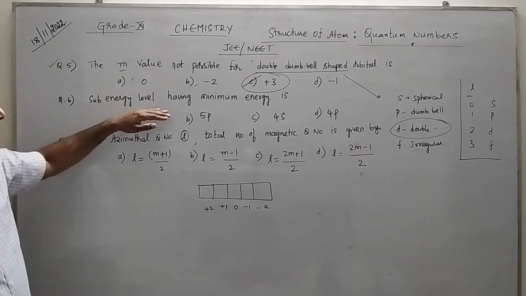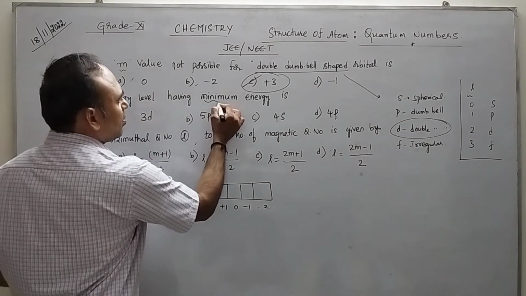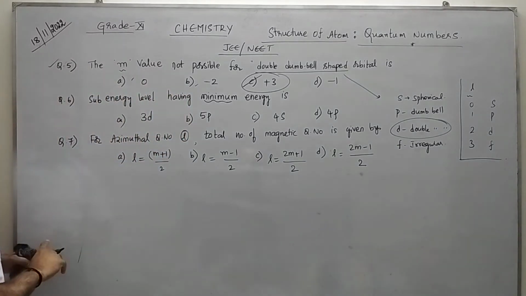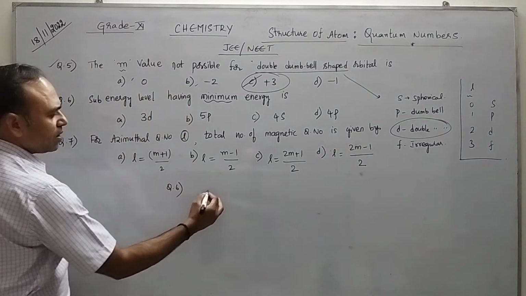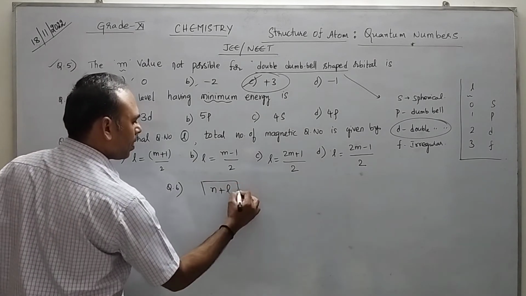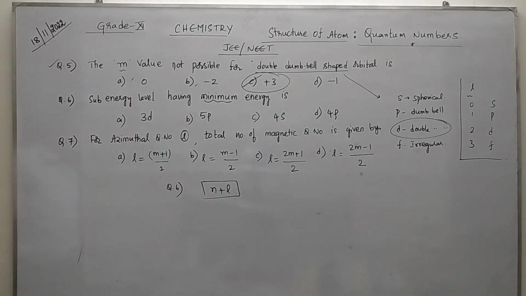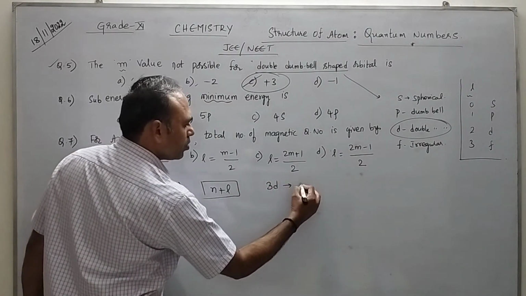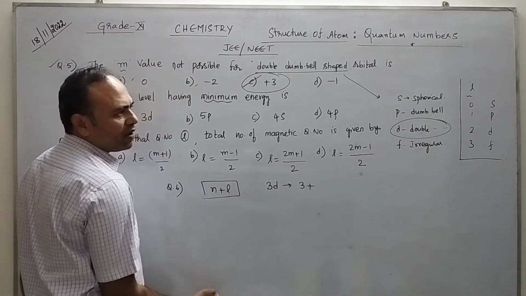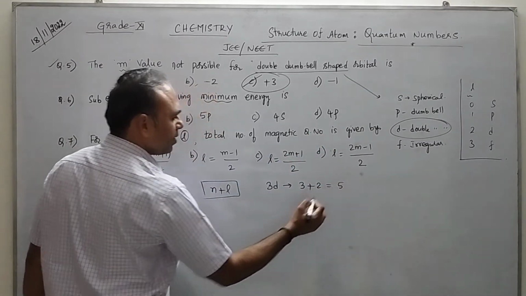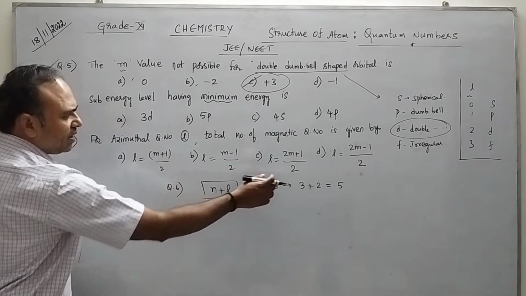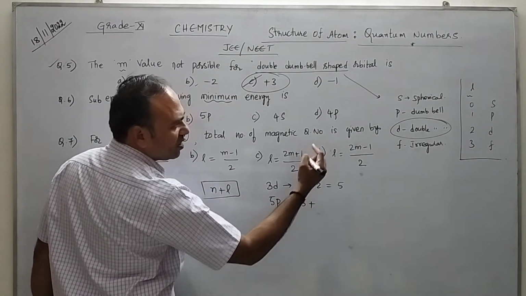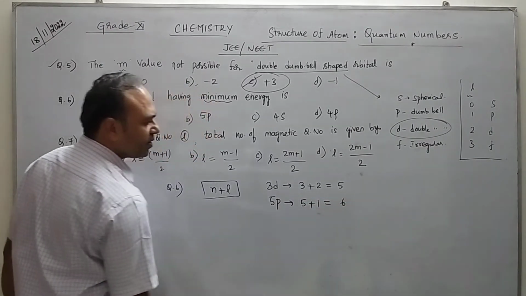The sub energy level having a minimum amount of energy. Again, when you are talking about energy, how do you calculate that? In question number 6, the value is n plus L. If you can identify the n plus L value, then it is very easy. For 3d, 3 is n and for d, you know, L is 2, so it is 5. The n plus L value for 3d is 5. 5p: n is 5, and what is p? 1. Hence it is 6.